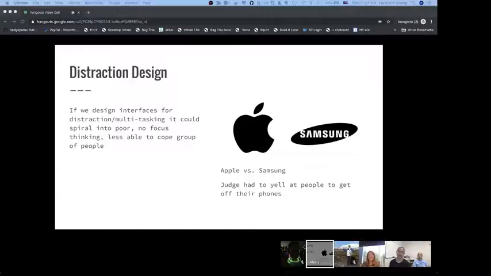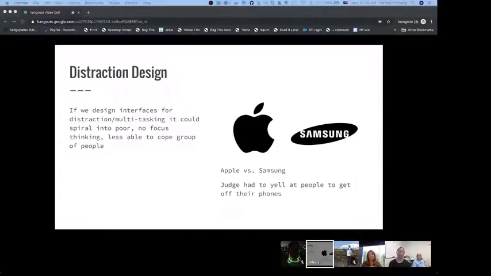All right, so the conclusion for that is if we design interfaces for distraction and multitasking, it could spiral into poor, no-focus thinking and a less able to cope group of people. So if your attention span is super short and you always get distracted with Facebook and Twitter and whatever, you need your hit of dopamine, and then you're done in a few seconds. It's hard to train your brain to focus on individual tasks for long periods of time. So I see that logic.